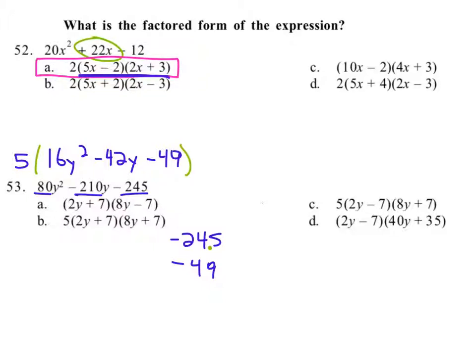And now I can see that the only thing that I can divide this by is 7, or 7 times 7. This doesn't have a 7 in it, so that's already factored. I factored out as much as I can factor out. And so we divide everything by 5, and now what we're dealing with is simply factoring. Let me write the 5 here, okay?